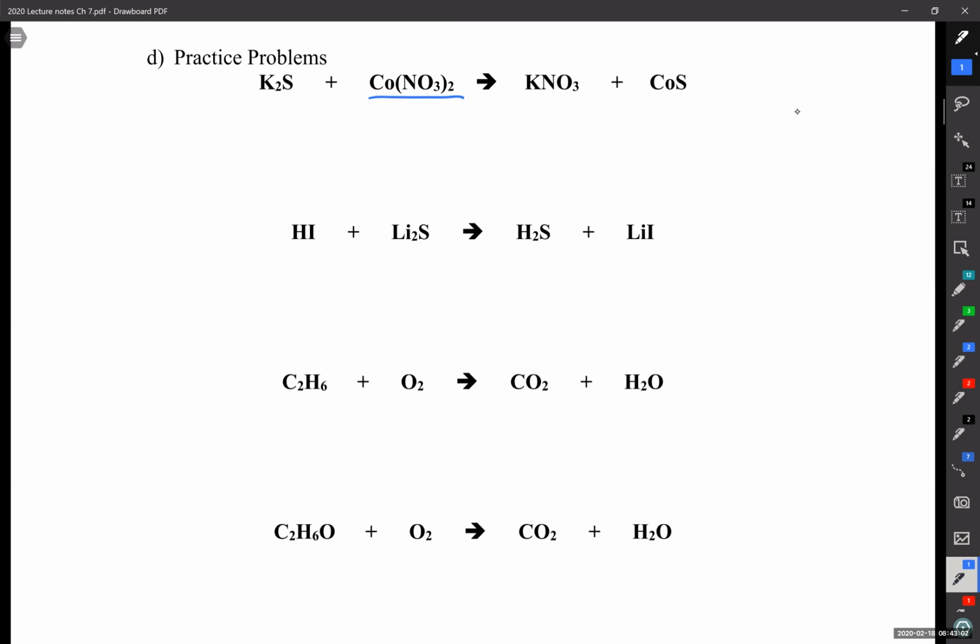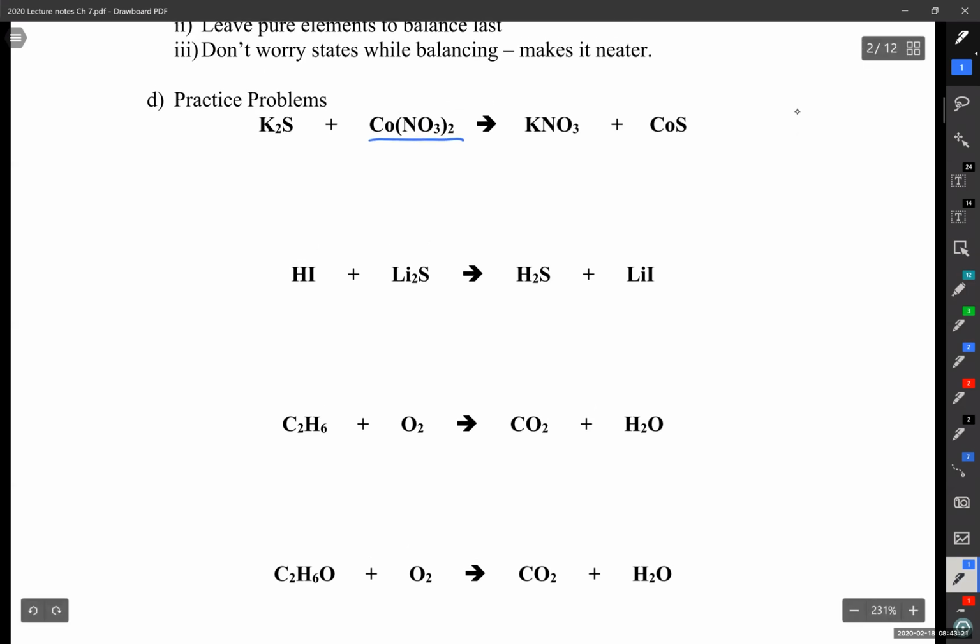So this is what I'm going to do. Everything that's in that formula, I want to balance on the right-hand side. So that's the reactant, right? It doesn't have to be a reactant either. It could be a product that's the most complicated. But I'm going to start with the reactant in this case. I'm going to say, well, I have one cobalt, right? How many cobalts do I have on the right? So far, so good. This 2 applies only to the parentheses, right?